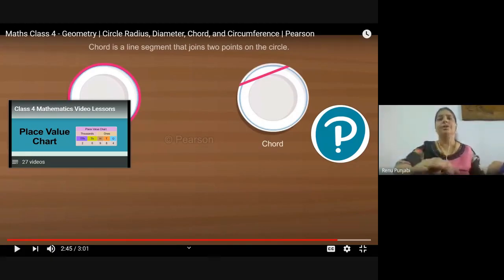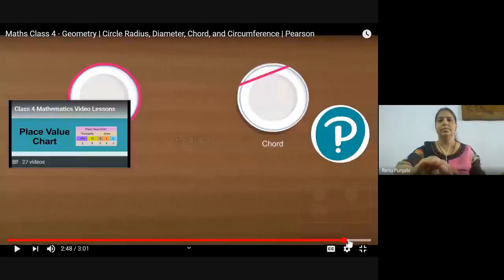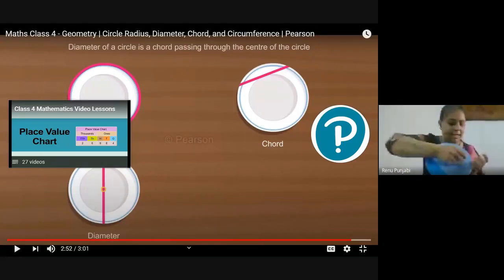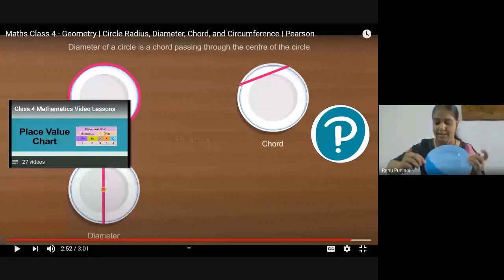Now after the chord, measure the diameter of your plate. It can be horizontal or vertical, but it should pass through the center. You all know how to measure the diameter. See, if I hold this plate like this and measure passing through the center of my plate, this will be the diameter of my plate.